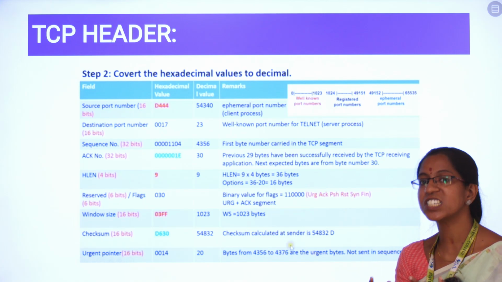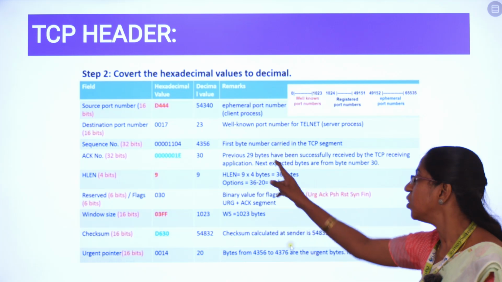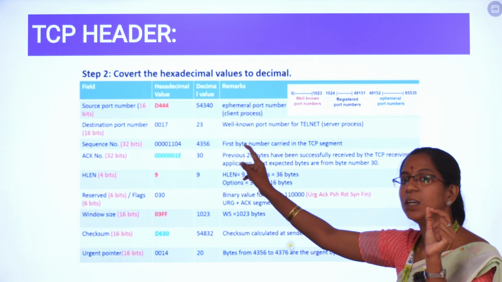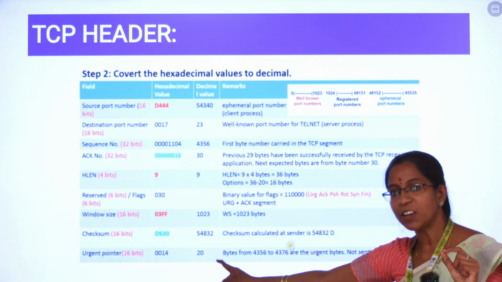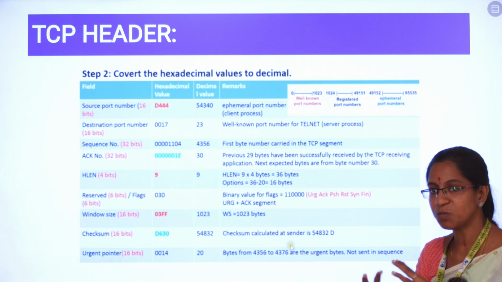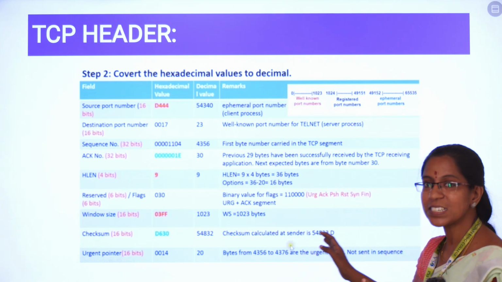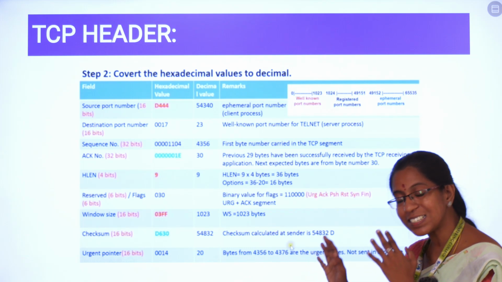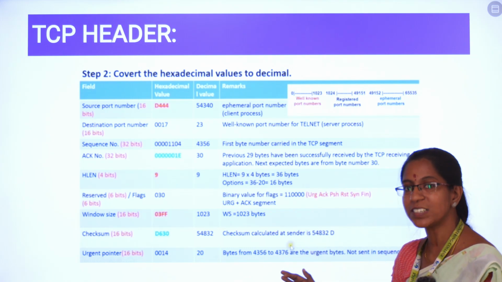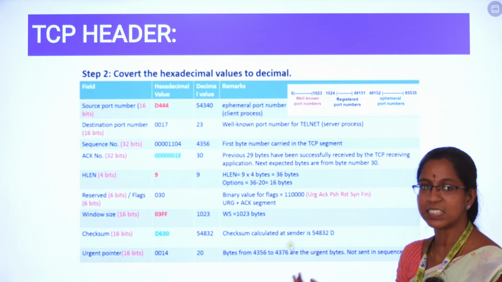If the URG flag is equal to 1, it means we can send the data from the starting sequence number 4356 plus the urgent pointer value 20. So totally up to 4376 data should be transferred, but it is not in sequence order. So hope you understand this one. This is the very basic. If you have good knowledge about this, we can answer all related TCP GATE questions easily.